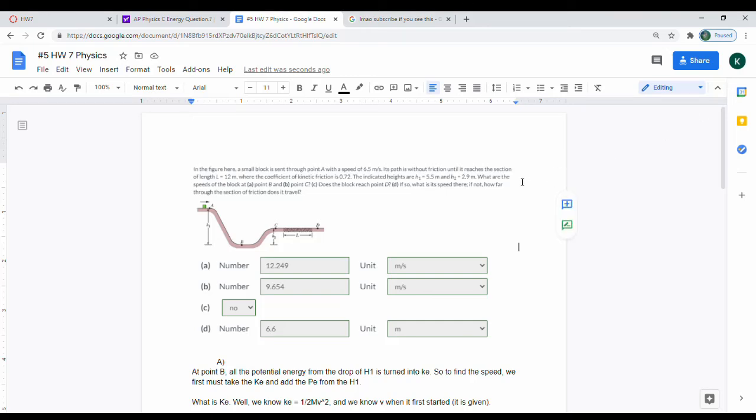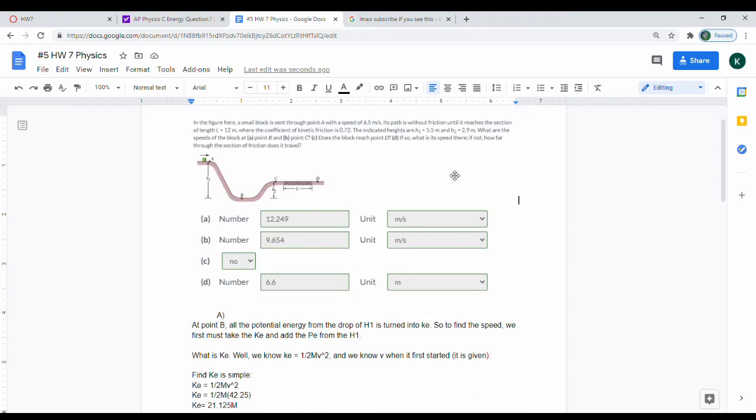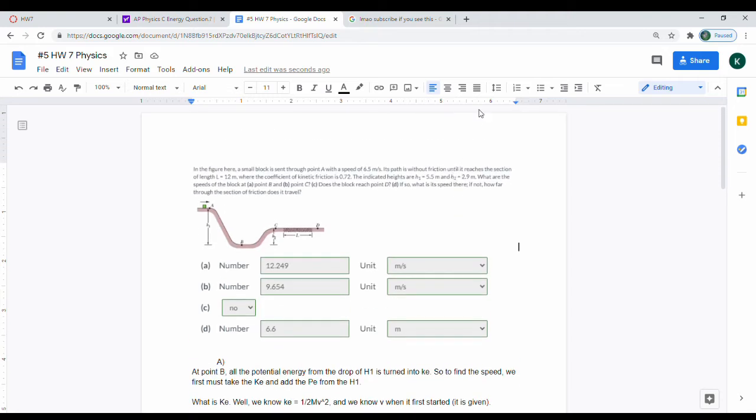Alright, this is problem 5 for homework 7. Wow, this question was a little bit of a doozy. Okay, so for part A, we're being asked about the speed of the block at point B.